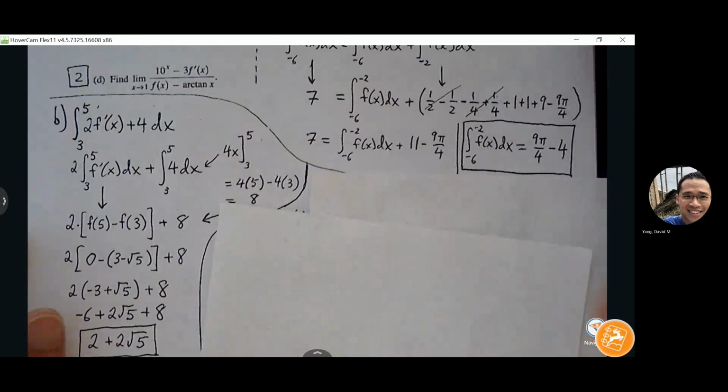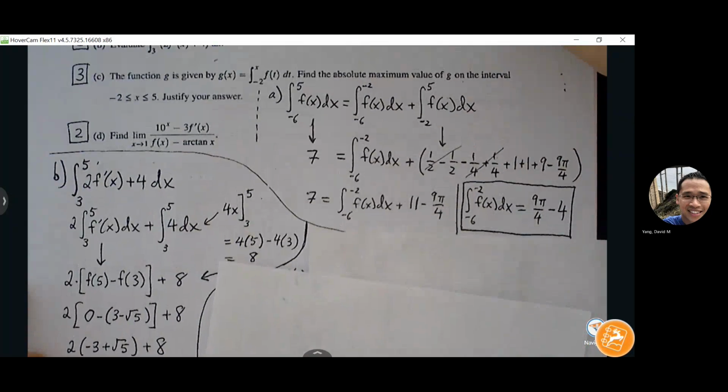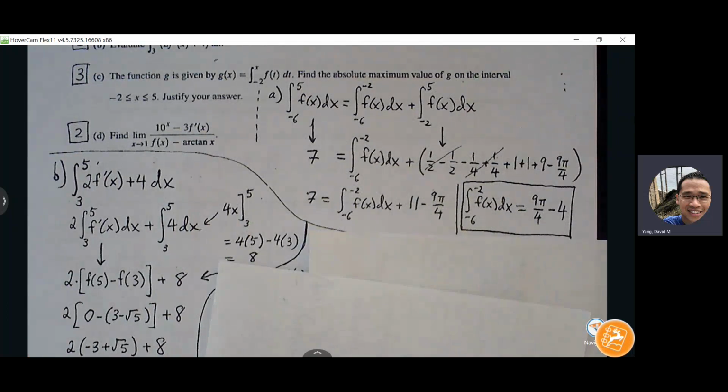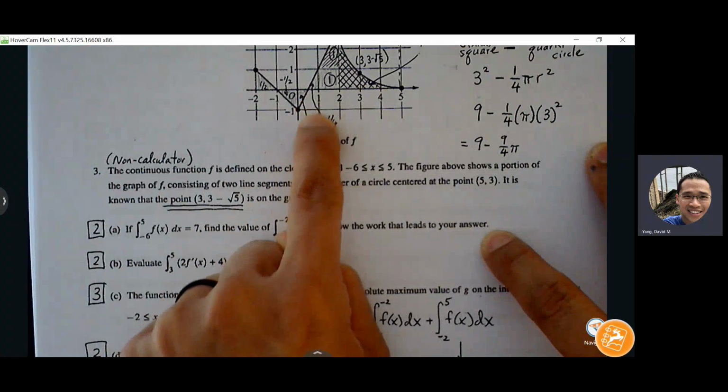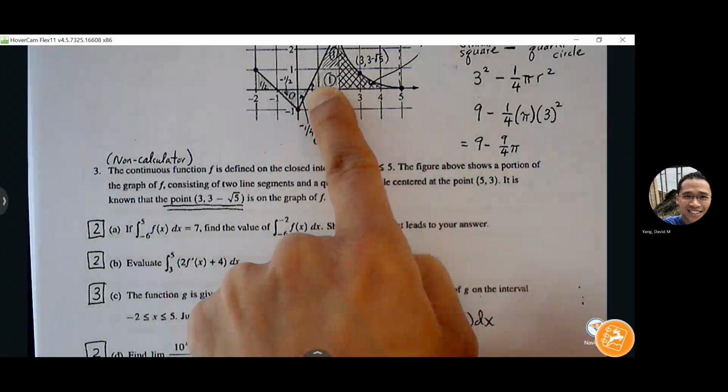Part C. The function g is given by g of x is the integral from -2 to x of f. So if I were to work this down, g prime is going to be f. So I need to consider f as my g prime graph. Find the absolute maximum. So I have to go through the extreme value theorem between -2 and 5. So I know I have my endpoints at -2 and 5. My critical point is going to be at 0.5.